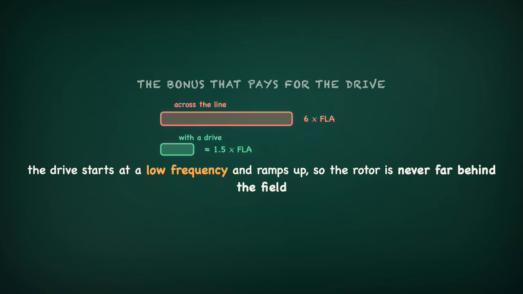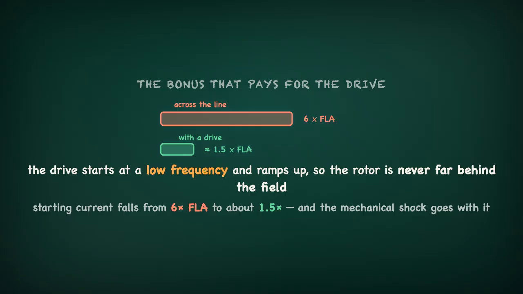And here's the bonus that pays for the drive. Remember 6 times full load amps at start? A drive starts the motor at a low frequency and ramps up, so the rotor is never far behind the field. Starting current drops to something like 1.5 times full load, and the mechanical shock goes away with it.